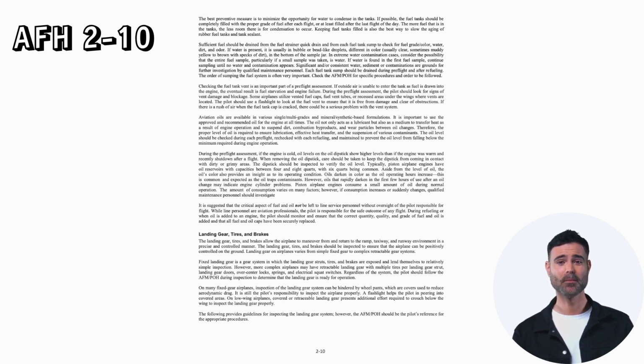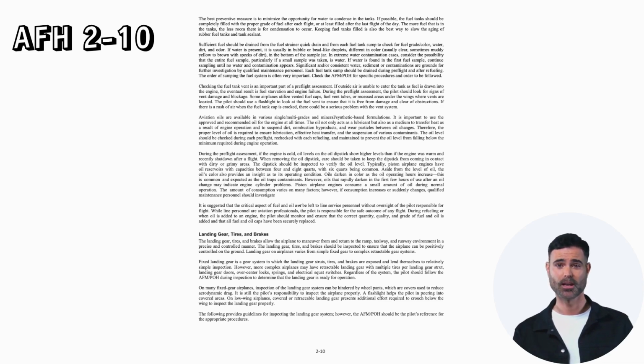Checking the fuel tank vent is an important part of a pre-flight assessment. If outside air is unable to enter the tank as fuel is drawn into the engine, the eventual result is fuel starvation and engine failure. During the pre-flight assessment, the pilot should look for signs of vent damage and blockage. Some airplanes utilize vented fuel caps, fuel vent tubes, or recessed areas under the wings where vents are located. The pilot should use a flashlight to look at the fuel vent to ensure that it is free from damage and clear of obstructions. If there is a rush of air when the fuel tank cap is cracked, there could be a serious problem with the vent system.